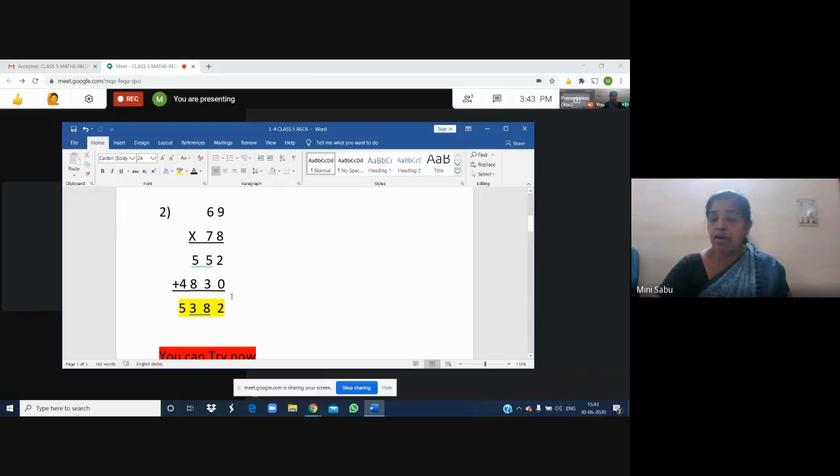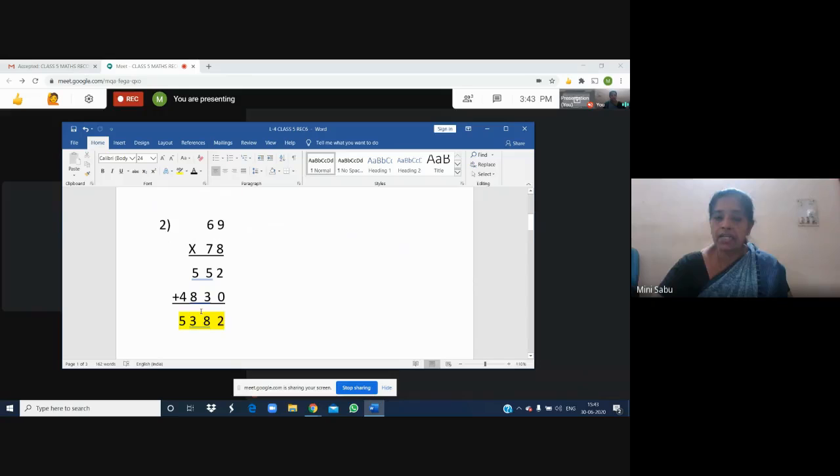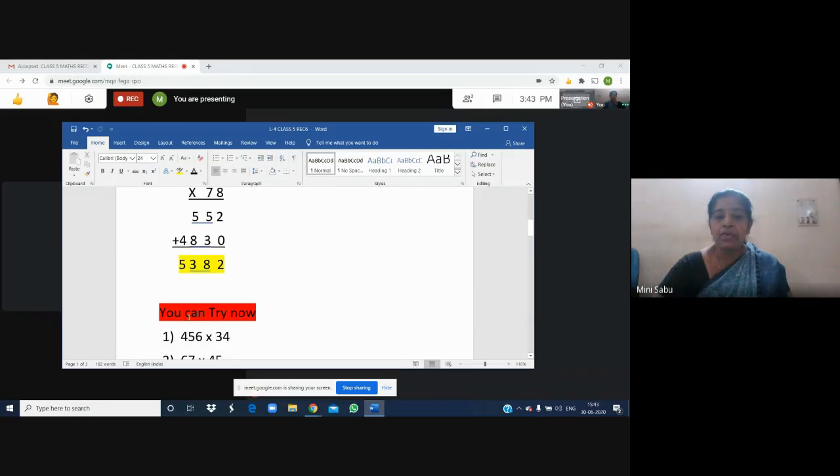So we are now ready for addition. 2 plus 0 is 2. 5 plus 3 is 8. 8 plus 5 is 13. Carryover is here 1. 4 plus 1 is 5. So you got the product of 69 and 78 as 5,382. In other words, 69 multiplied by 78 is equal to 5,382. Okay, children, this was just revision for you, and you can try now.